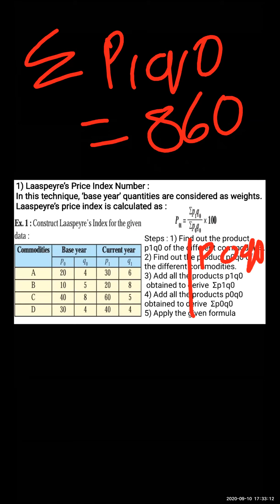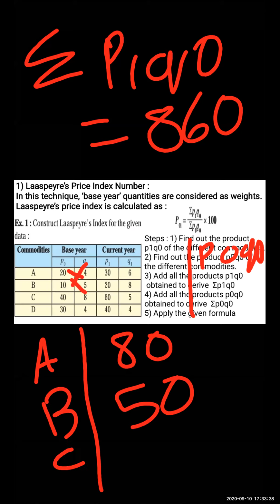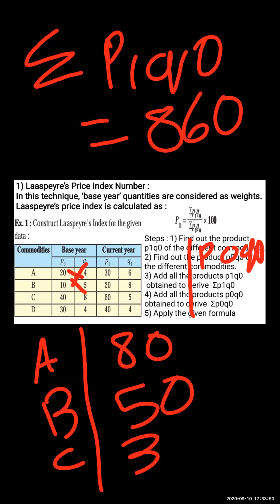Right. So 24, 24, good Joy, 24 80. Next 10 fives, good Gauri and other students, 50. Then 48, yes Manish, Kusum, Aniket, it is 320. And the last one, 34.